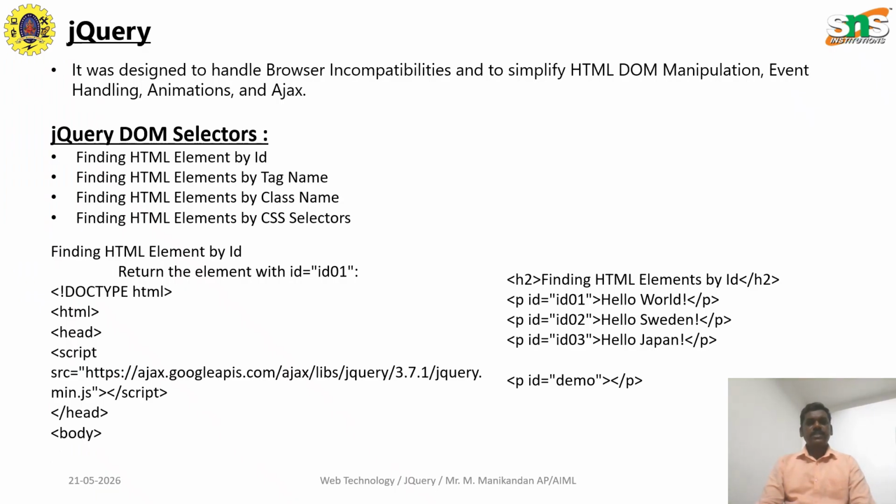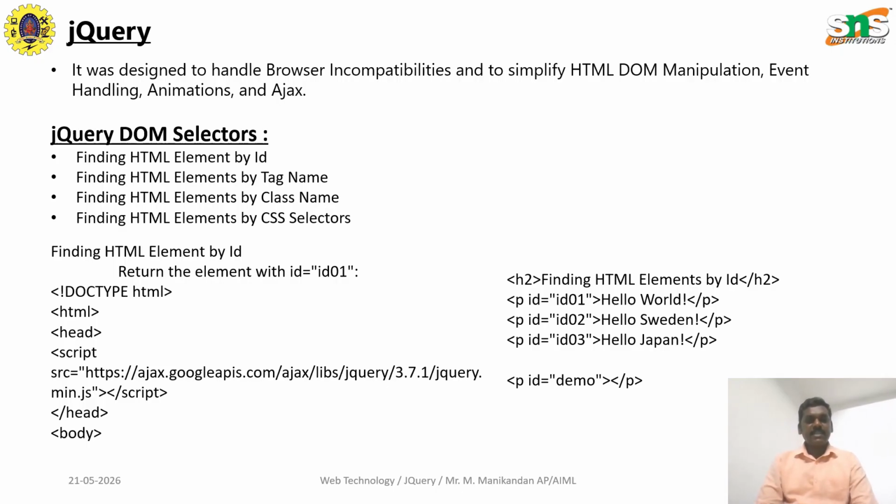jQuery was designed to handle browser incompatibility and to simplify HTML DOM operations, event handling, animations, and Ajax. In jQuery, DOM selections include finding HTML elements by ID, finding HTML elements by tag name, finding HTML elements by class name, and finding HTML elements by CSS selector.